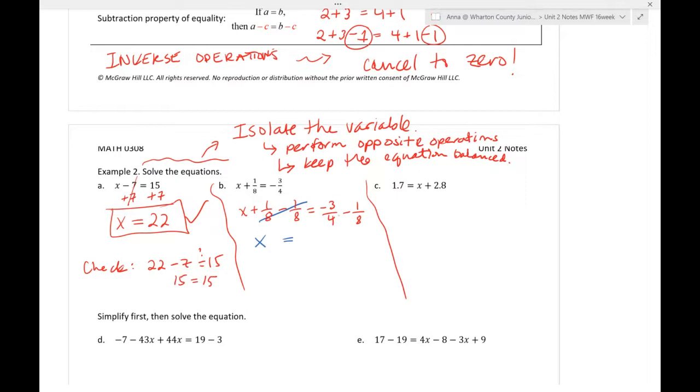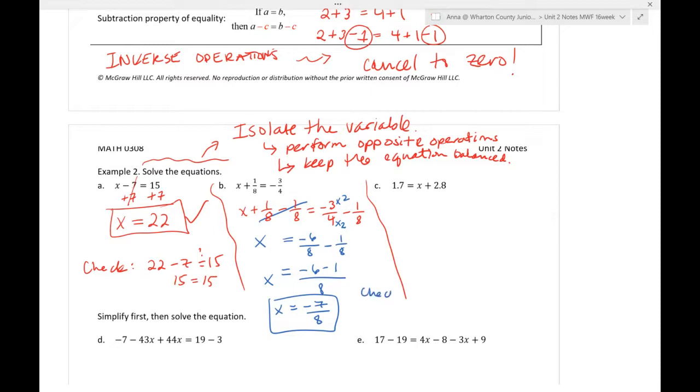Well, I need to boost this. So those fractions from the first unit do not go away, so get really good at them if you weren't already solid at them. I need to boost this so I have a common denominator. The common denominator in this case would be 8. So I get negative 6/8 minus 1/8. We are subtracting with the same denominator, so I just perform the operation on the numerators. So we get x equals negative 7/8.